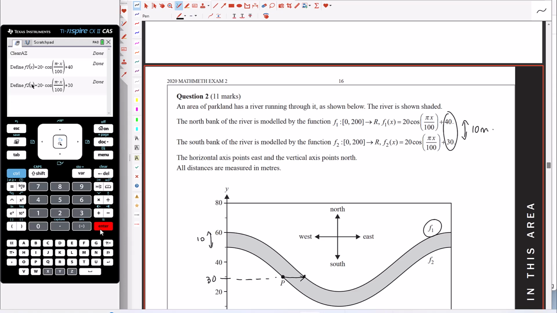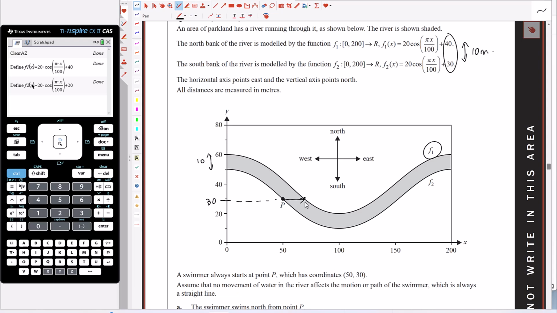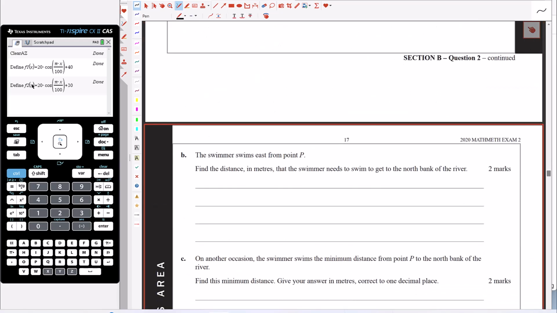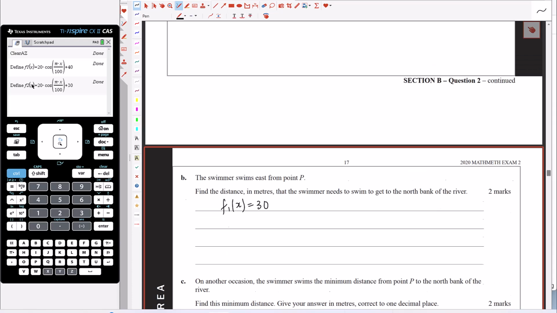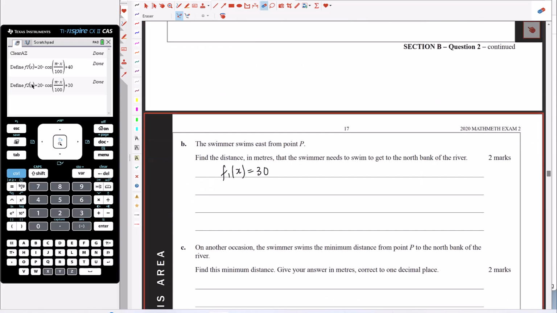Okay, great. So what I need to answer this next question is to find that point there, and that is where f1 of x is equal to 30. So I'm going to be solving f1 of x equals 30. And obviously that will give me infinitely many solutions, because I would get this one over here and the next one, etc. So I can see that I want the solution between 50 and 100, so I'm going to restrict that domain in the CAS.